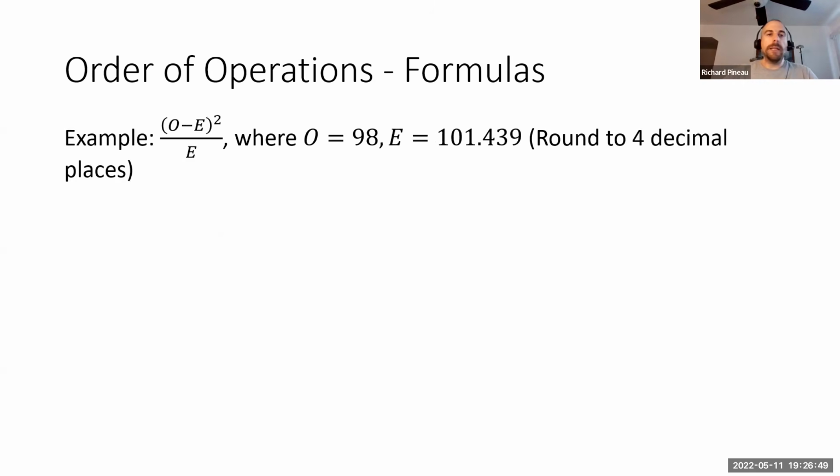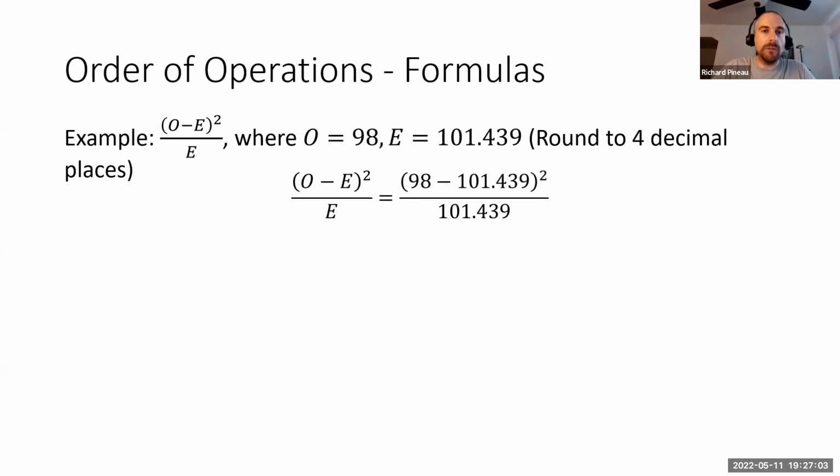Okay, here's another formula. We have O minus E, quantity squared, divided by E. We have our values for O and E, and we want to round the final answer here to 4 decimal places. So we correctly substitute. 98 here is O, and the 101.439 is in for E. Now you'll notice again, we're dealing with a fraction, and the denominator of this fraction is simplified. There's nothing else I can do with it, but the numerator has some stuff I need to do. We've got a parentheses, an exponent, and a subtraction. So I need to take care of what's in the parentheses first.